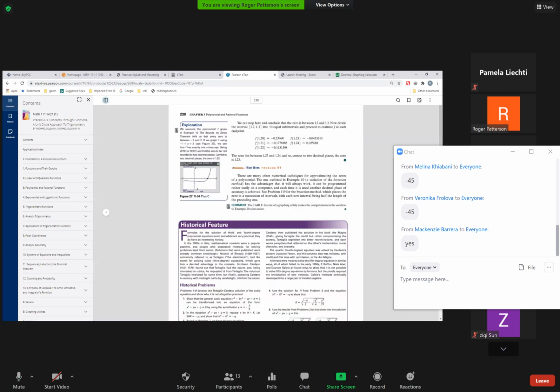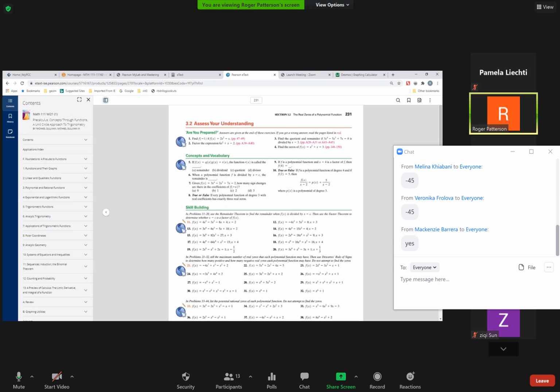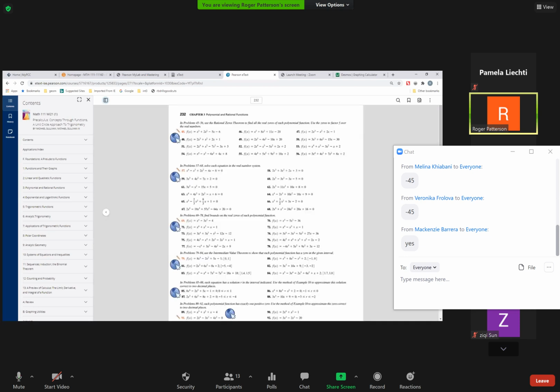But a lot of these, you're just going to graph them in Desmos and answer the questions. 69 through 72. Oh, that's what we just did. 79 through 81. Here it says use the intermediate value theorem to show that each polynomial has a zero. So on this one, you can use synthetic division, or you can even graph it in Desmos. If it crosses between 0 and 1, you did it. But you can, if you want to, use synthetic division on 0.